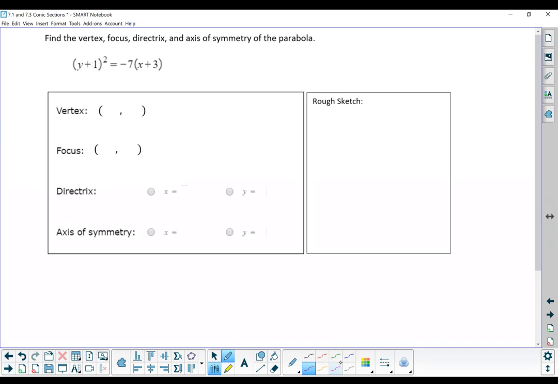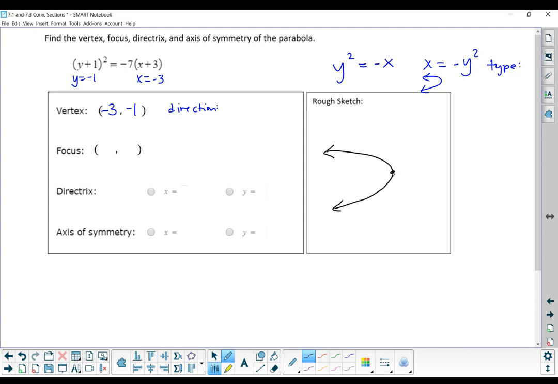Here's our equation. We're going to start by finding the vertex. So from my equation, I can see that the y is equal to -1 and the x is equal to -3. And then you should also think about the direction. In this case, we have y squared is equal to -x. That's the same as x is equal to -y squared. So we have a parabola that is opening sideways to the left. So for my sketch, my vertex is at the point (-3, -1). Okay, we're done with the first part, the vertex.